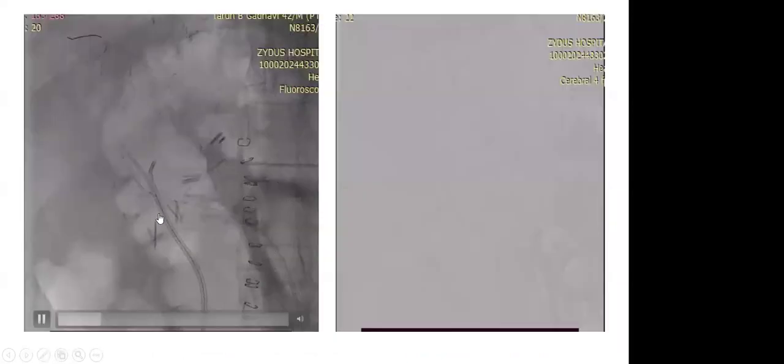Once you confirm that you are in the true lumen, we change the Runthrough wire to a V14 wire to get the support. Then we do the plasty. This is the plasty with a 2 mm balloon. Usually you don't need to put a larger balloon. This is just to get the stent across the segment. And then we inserted the stent. This is the post plasty.